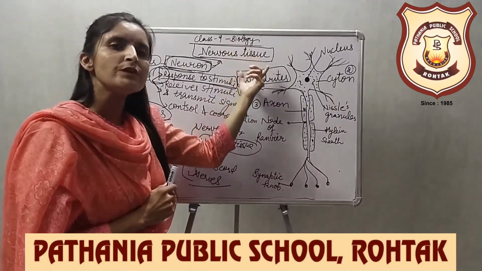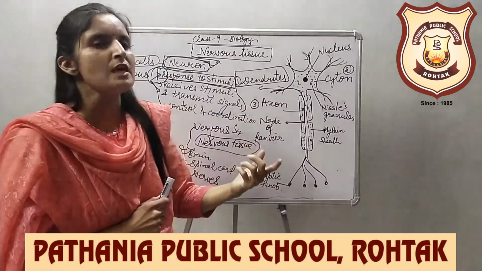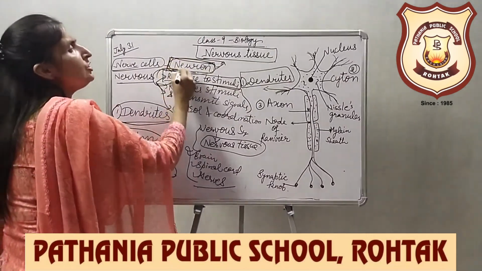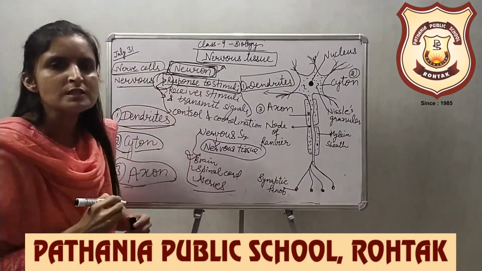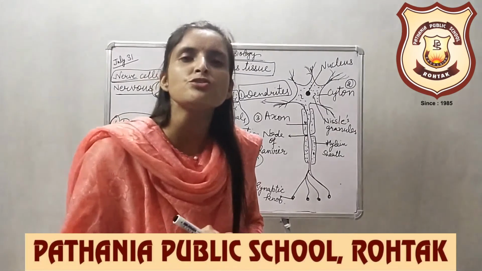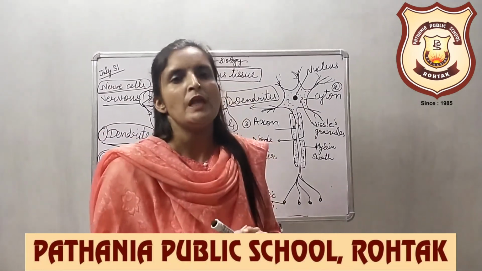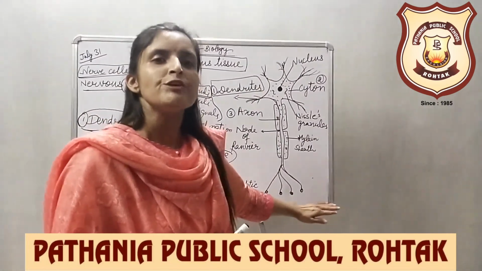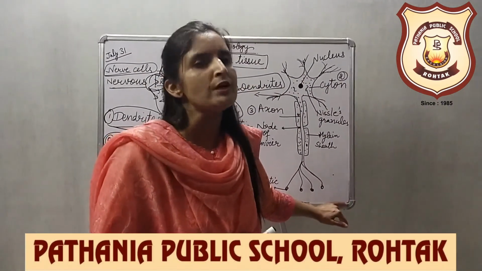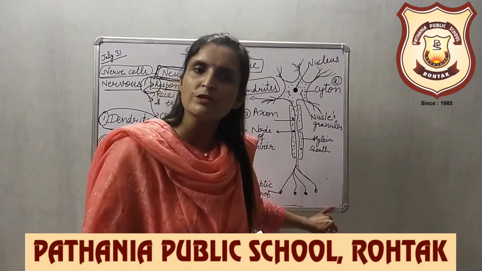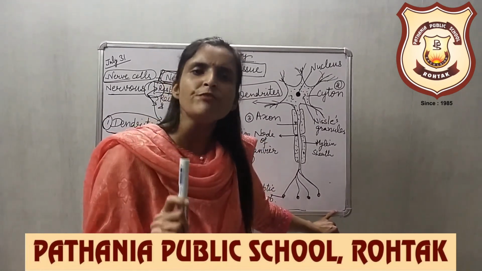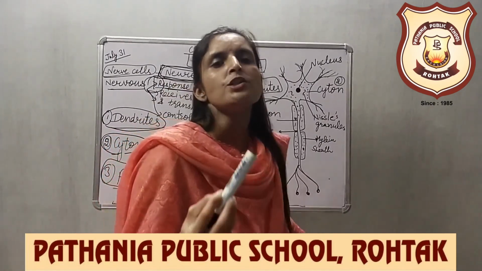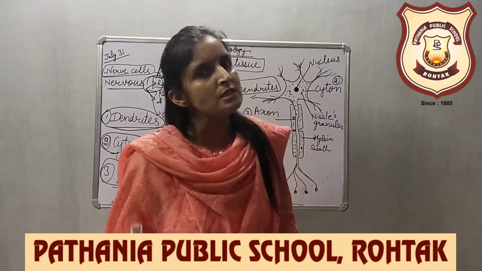Nervous tissue is a group of cells known as nerve cells or neurons. Neurons are the functional units of the nervous system. Before going to the structure of the neuron, we must be clear about the functions performed by the nervous tissue. The first function is that it helps in generating the response to a particular stimulus.